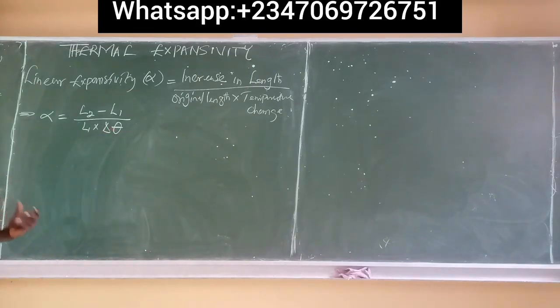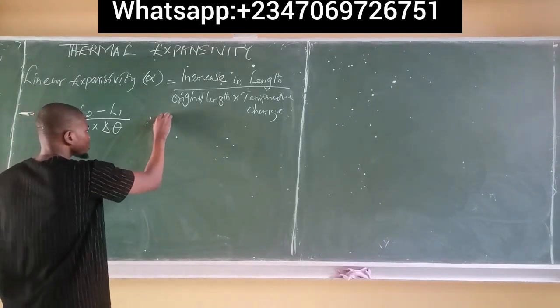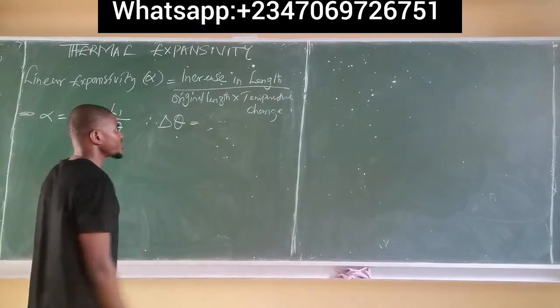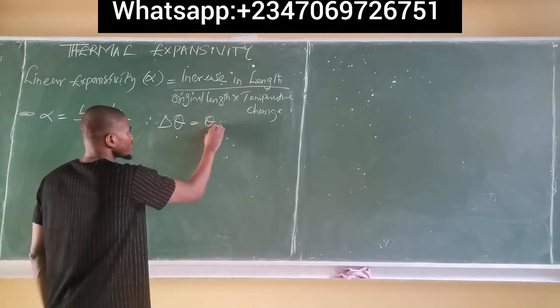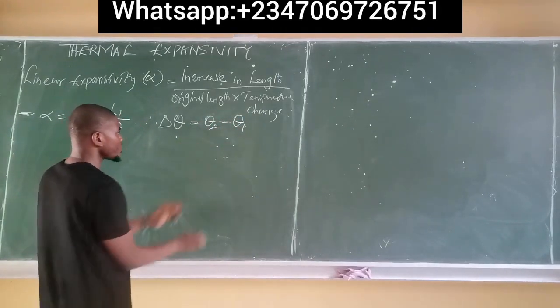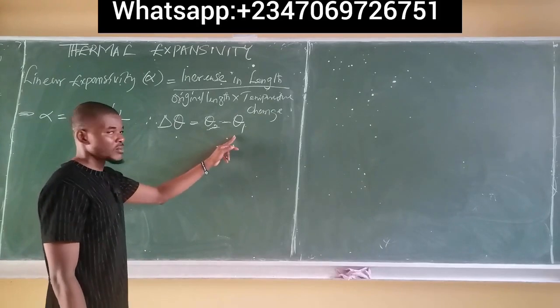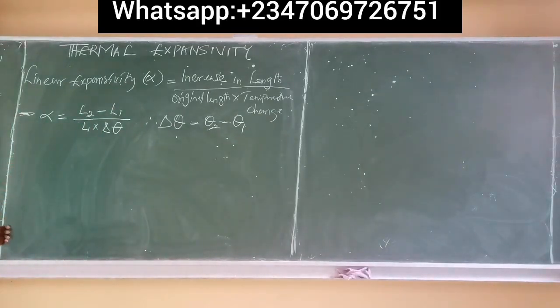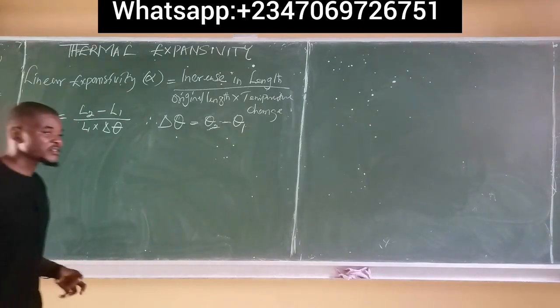Same thing as here, this is also L1, the initial or original length of the object. And delta theta tells us what? The change in temperature. Mind you, delta simply means change. This means theta 2 minus theta 1, where theta 2 is the final temperature and theta 1 is the initial temperature. So, mathematically, the linear expansivity of an object is given as the increase in length with respect to the original length per degree rise in temperature. That is simply linear expansivity.